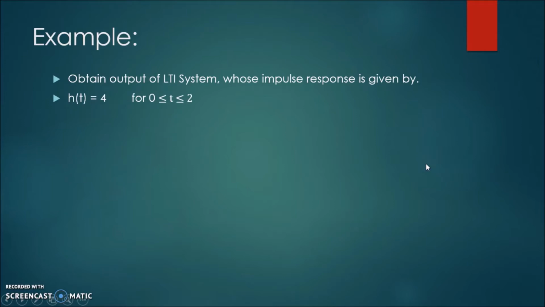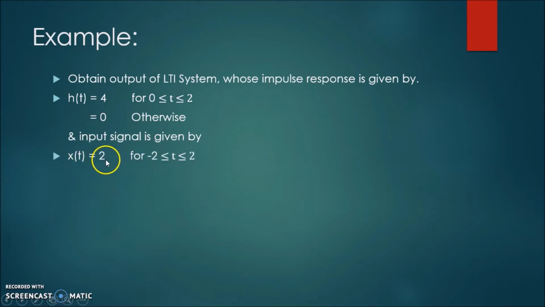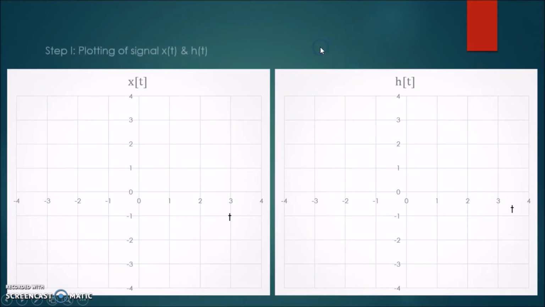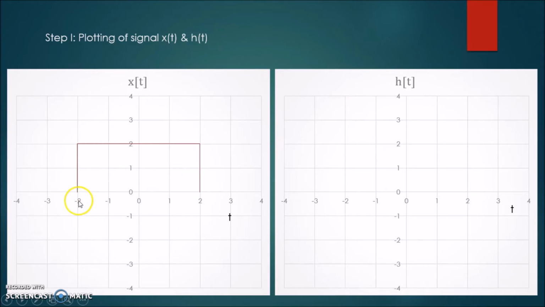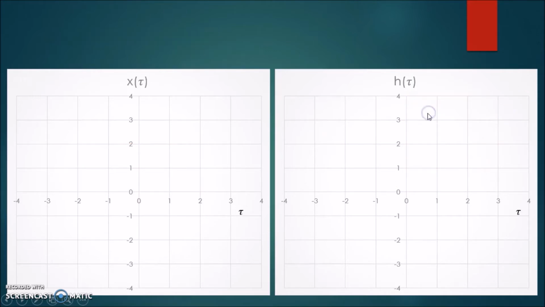Here for a given LTI system, its impulse response h of t is given, which exists between 0 and 2, and its amplitude is equal to 4, and it is equal to 0 otherwise. Similarly, the input to this system is given as x of t equal to 2, which exists between minus 2 and plus 2, and it is equal to 0 otherwise. So in the first step, we have to plot x of t and h of t. So x of t exists between minus 2 and plus 2 with amplitude 2, and h of t, which is equal to 4, exists between 0 and 2.